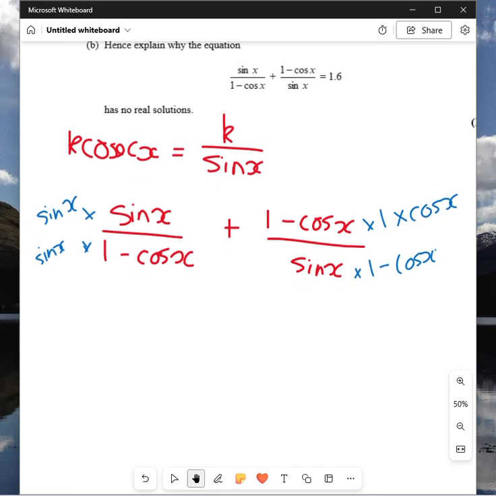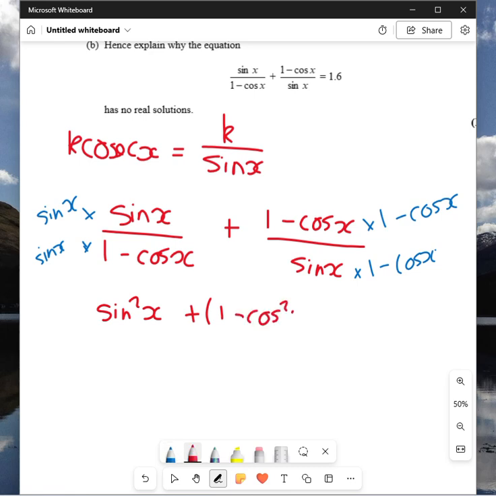So when we do that, we are going to get sin squared x. I'm just going to write it as one complete fraction because we know it is going to form one complete fraction. That'll be plus 1 minus cos x, times by 1 minus cos x. Sorry, that's 1 minus cos x squared, because it's been multiplied by itself. And then that's all over sin x times 1 minus cos x. There we go, got there eventually.